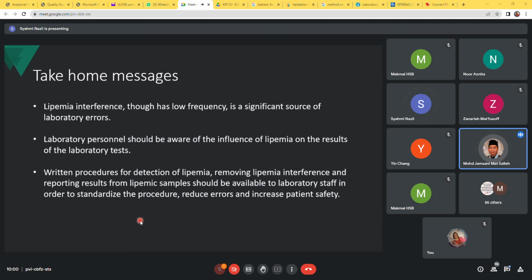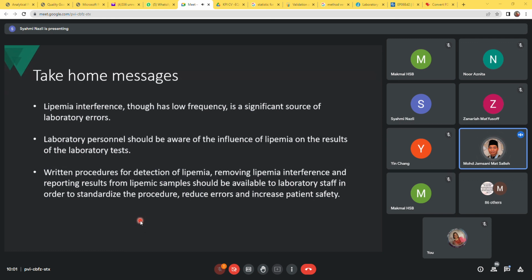Yang kedua, untuk center yang tanpa high speed centrifugation, we have to centrifuge the sample, aliquot the serum and plasma yang lipaemic tu, and then send to either in the mainland to Hospital Seberang Jaya ataupun di island part to Hospital Pulau Pinang, notify to the chemical pathologist or scientific officer di these two hospital so that we can high speed centrifuge and analyze the sample so that result can be generated to the requesting doctor. But the key point is it must be communicated.